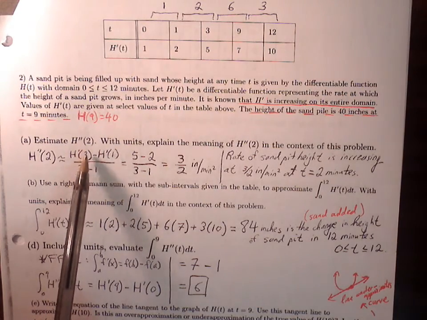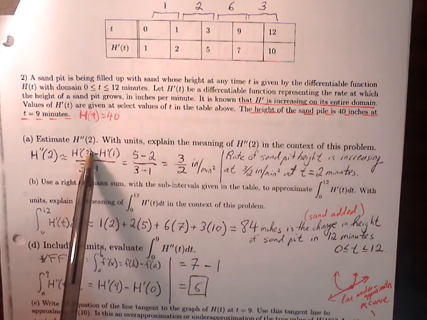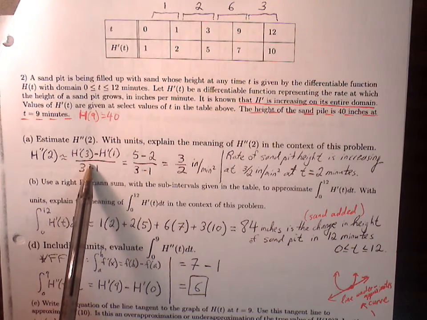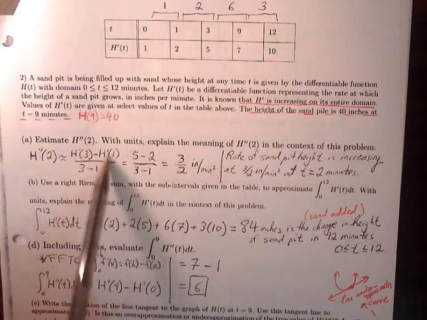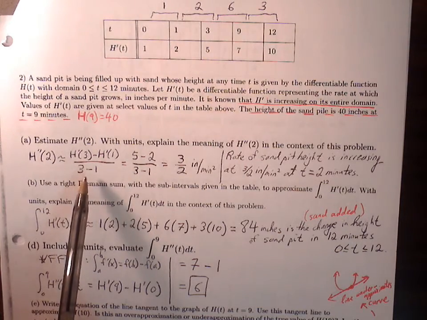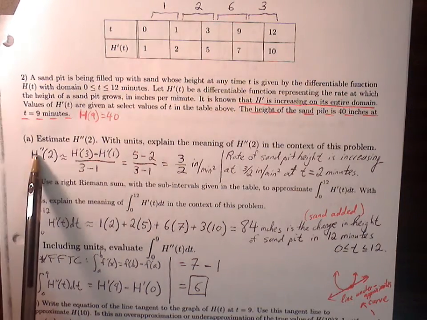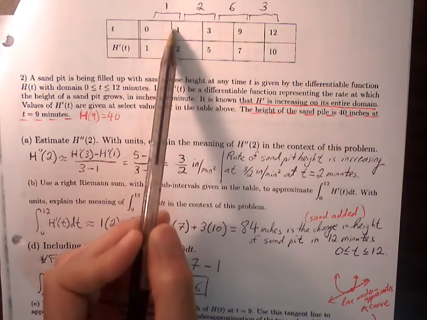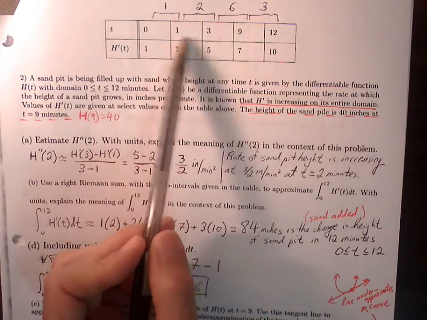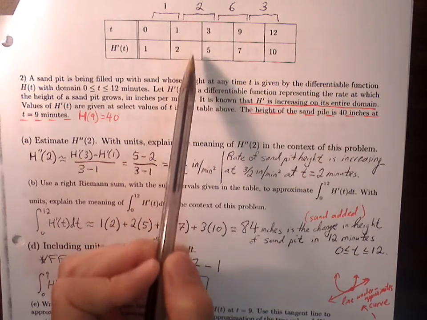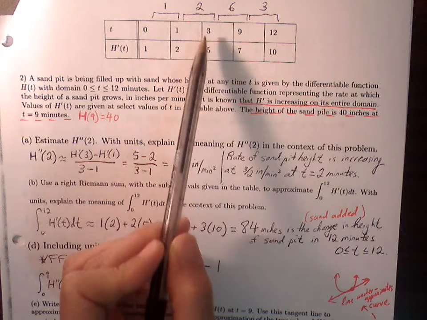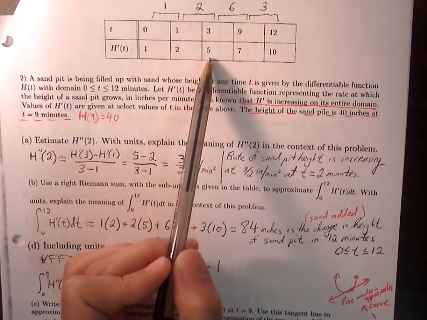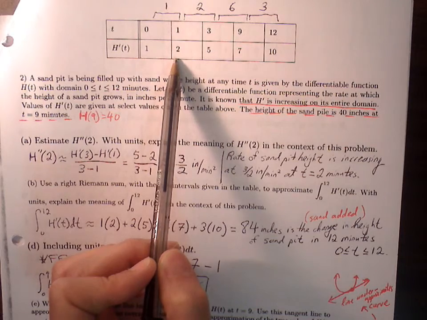All right, change in h prime over change in t will give us our estimated h double prime of 2. So the slope at 2 is going to be best approximated using the closest t values, so between 1 and 3. So now we can do h prime of 3 minus h prime of 1 over 3 minus 1. Now h prime of 3 is going to be 5. H prime of 1 is going to be 2.